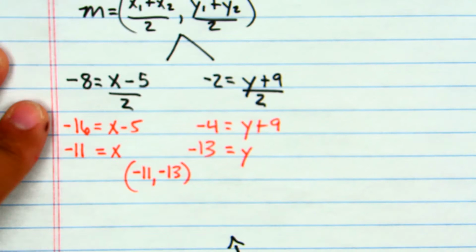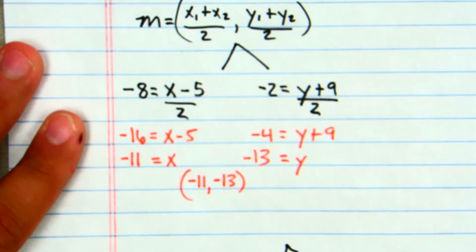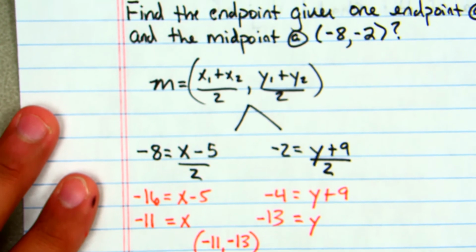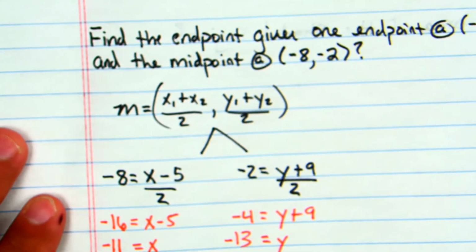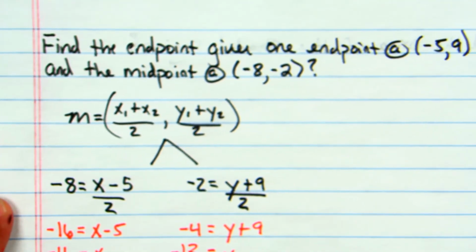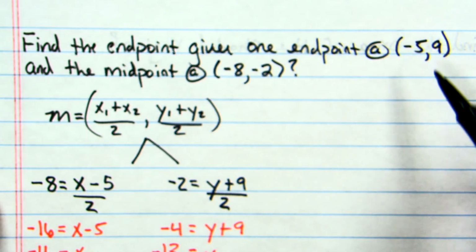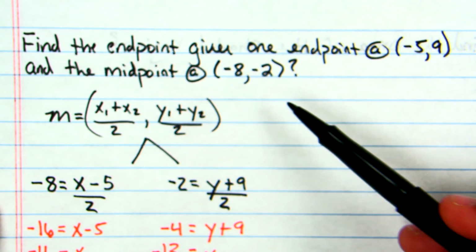All right, now another type of problem that we're faced with is a midpoint problem. We've worked a distance problem, now we must work a midpoint problem. So we're going to find the midpoint, or basically this one is find the endpoint given one endpoint and the midpoint. All right, so we're given an endpoint at -5, 9, midpoint at -8, -2.